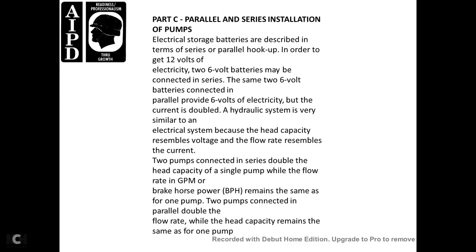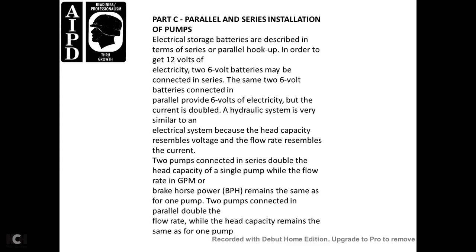Part C, parallel and series installation. Electrical storage batteries are described in terms of series or parallel hookup. In order to get 12 volts of electricity, two 6-volt batteries may be connected in series. The same two 6-volt batteries connected in parallel provide 6 volts of electricity, but the current is double.